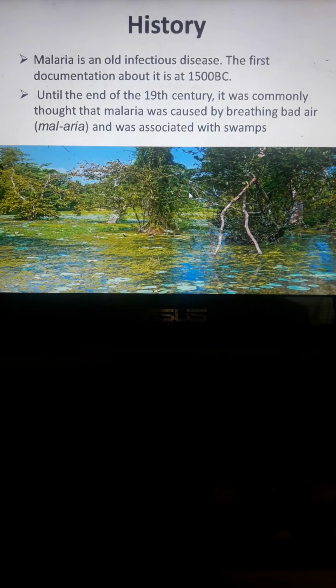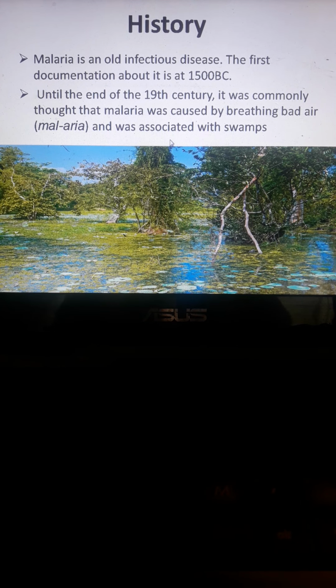Okay. So for history class, malaria is an old infectious disease. The first documentation is about 1500 BC. BC means before Christ. Malaria disease already exists. Until the end of the 19th century, it was commonly thought that malaria was caused by breathing bad air, but associated with swamps.